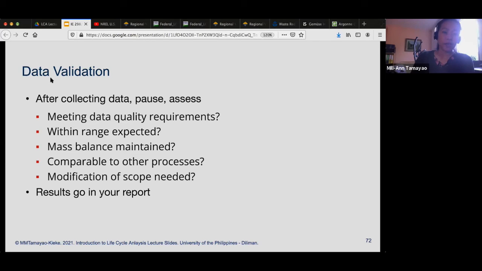And then, again, emphasis on data validation. After you collect the data, you should take a pause and assess. Is the data meeting the data quality requirements that you stated from the outset? Are the data within the range that is expected? Are the mass balances maintained? Is it comparable to other processes? Is there a modification of the scope that is needed given your data collection experience so far? And of course, the results of this data validation process should go in your report.